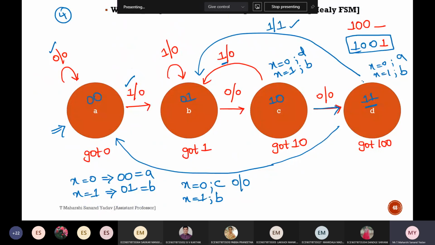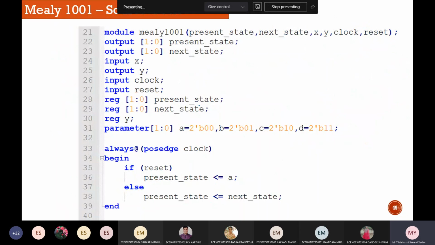From where to where am I getting output? When it is going from D to B, I'm getting output as 1. So these two conditions you need to check: if present state is D and next state is B, and the input is 1, then output will be 1.